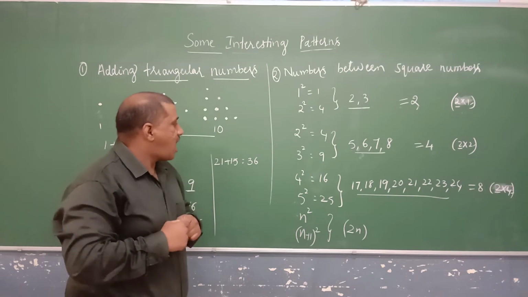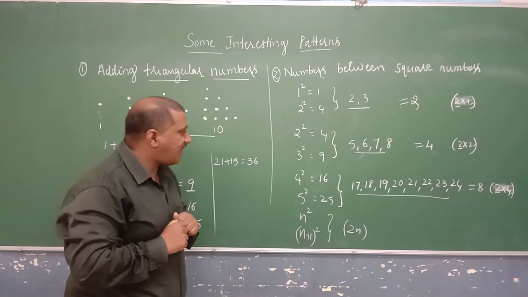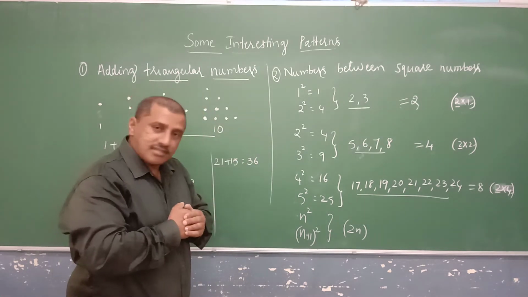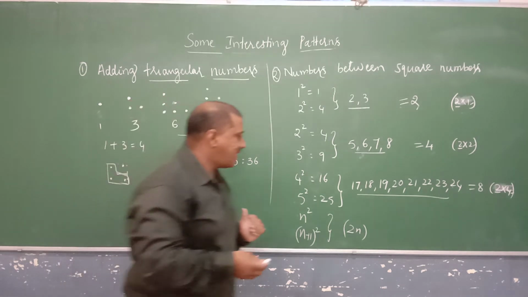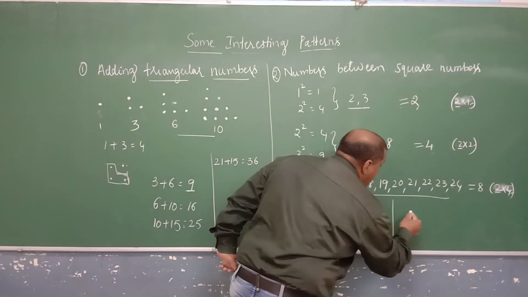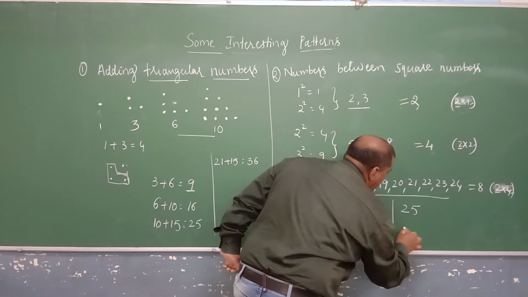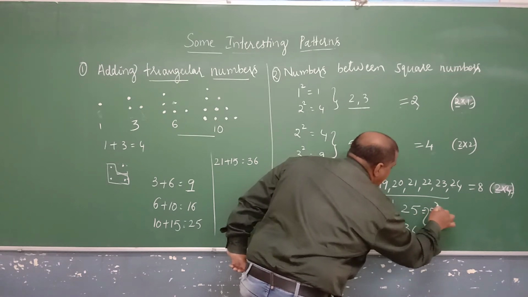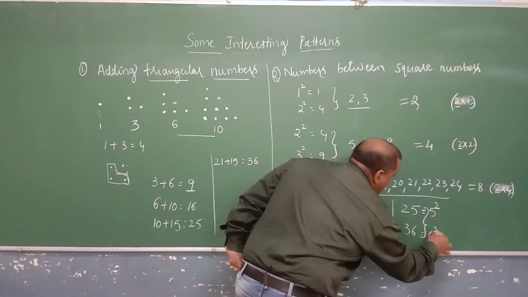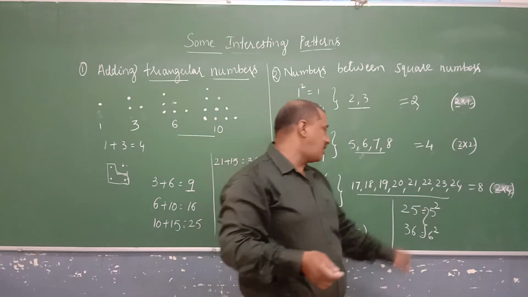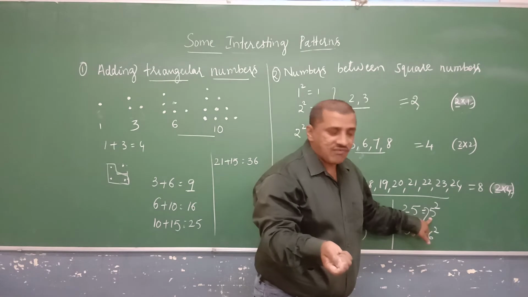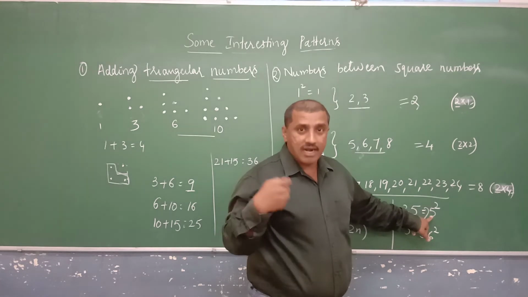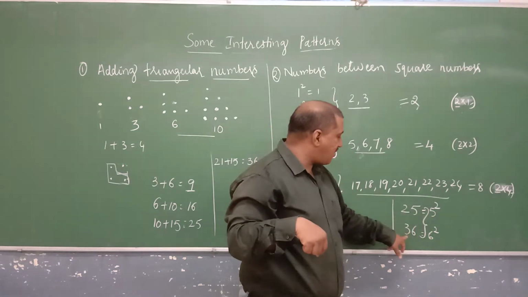Now, I will ask you a question. How many non-perfect squares are there between the square of 5 and the square of 6? That is 5 square and 6 square, which is equal to 25 and 36. How many non-perfect squares are there between 25 and 36? 25 can be written as 5 square, and 36 can be written as 6 square. In these two, which is the smaller number? 5. So how many non-perfect square numbers will there be between 25 and 36? It is 2 into 5, that is 10. 10 non-perfect square numbers are there between 25 and 36.